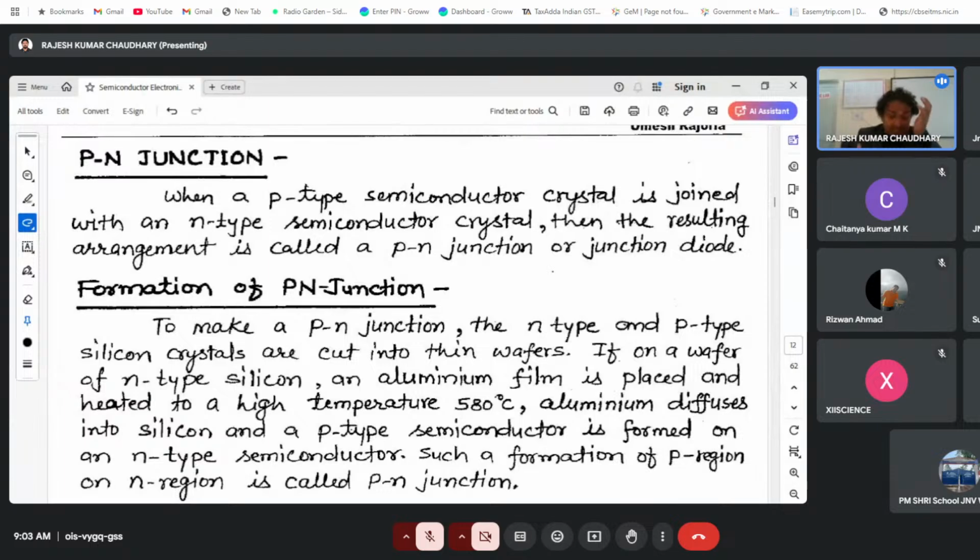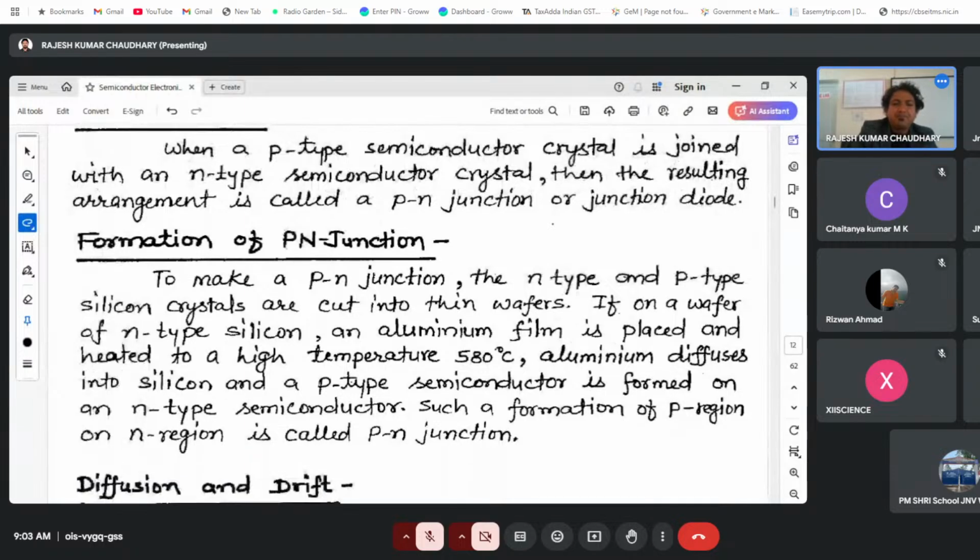A junction is a point where two things, two substances, two materials are meeting. There are railway junctions too, where trains are coming and going. Many trains come to the same station, and then from that station go in different directions. That's why that point is called a junction. So when we attach p-type semiconductor and n-type semiconductor, it forms a p-n junction.